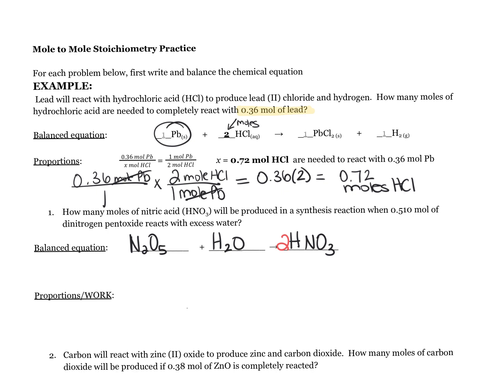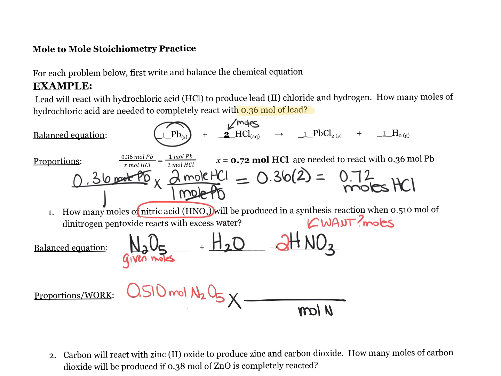I'm going to start with what I'm given. I'm given 0.510 moles of dinitrogen pentaoxide. And the question is, how many moles of nitric acid will be produced? So I'm given my moles of dinitrogen pentaoxide, and I can create a conversion factor from the balanced chemical reaction. I don't want moles of dinitrogen pentaoxide anymore, so it's going on the bottom. I want to know how many moles of nitric acid are going to be made.